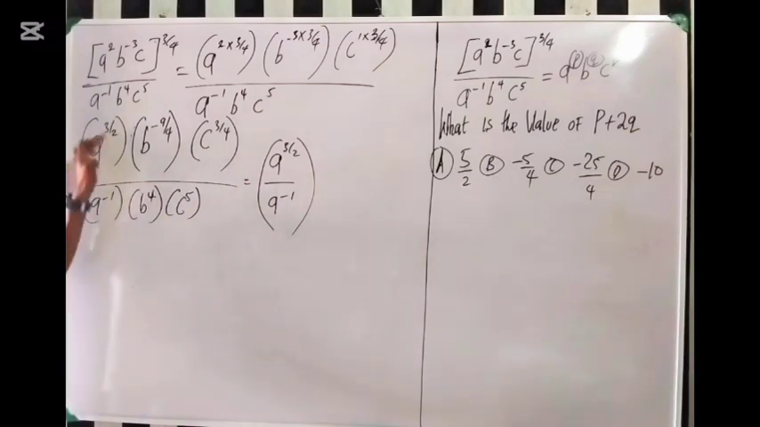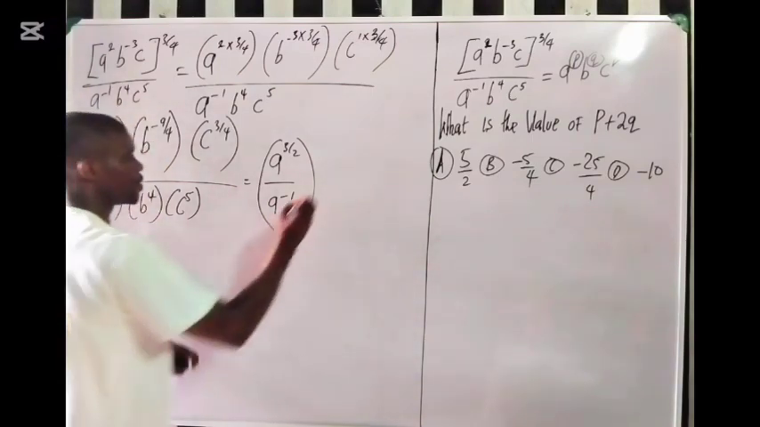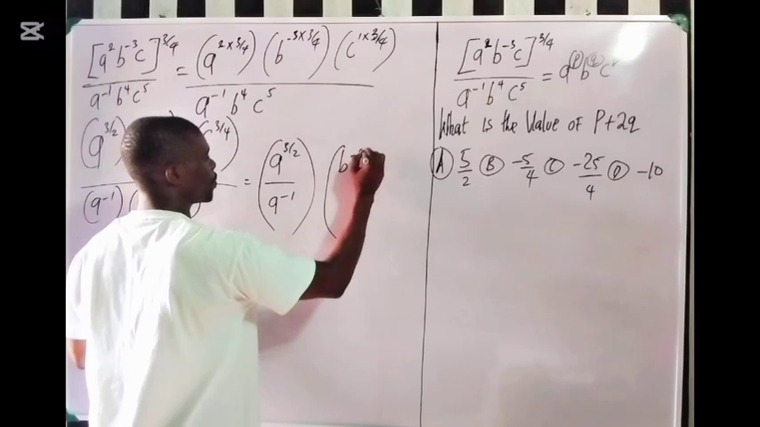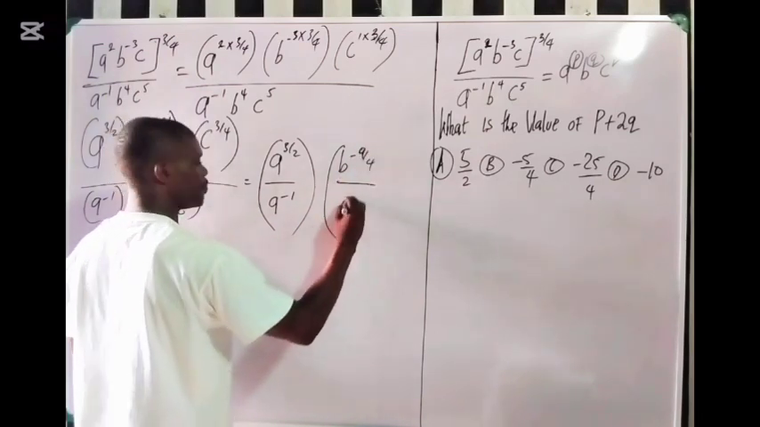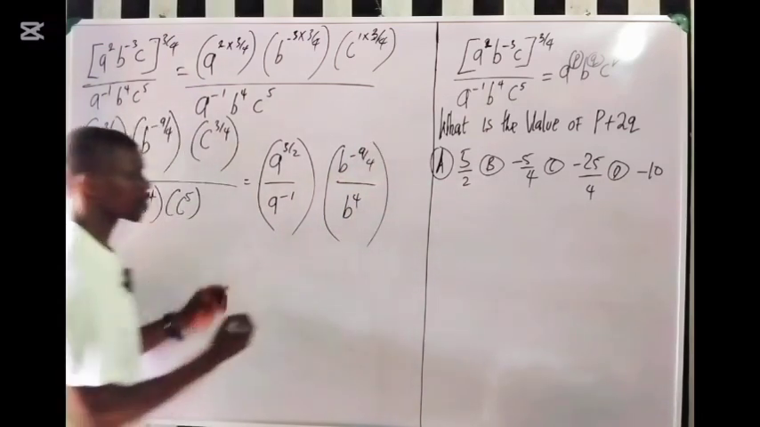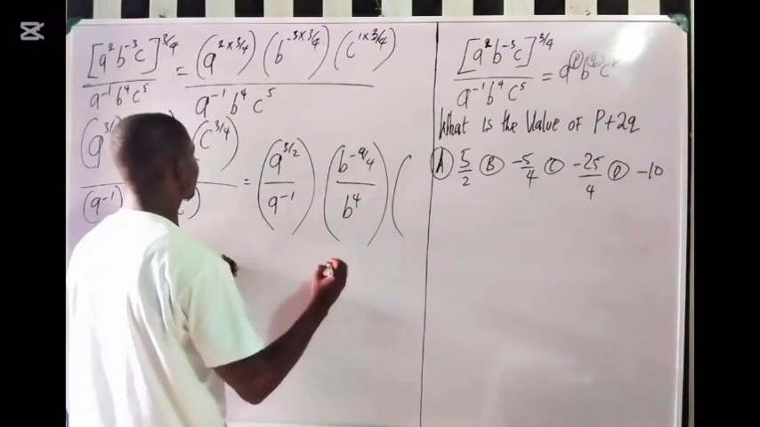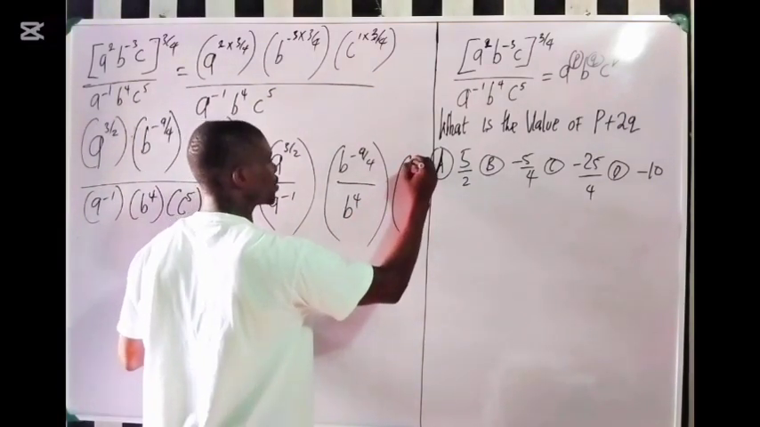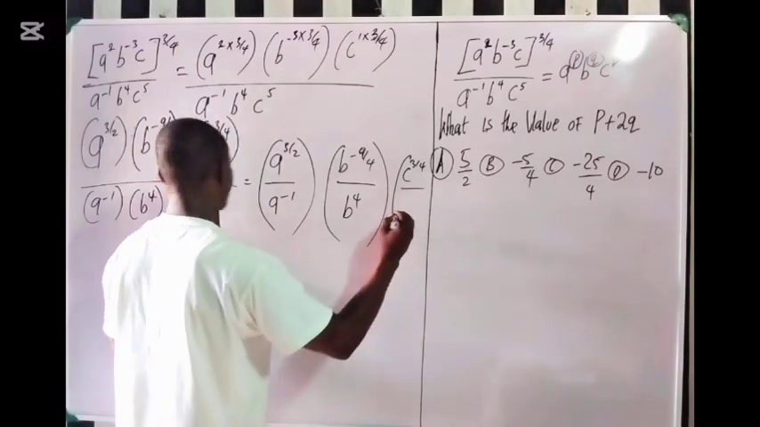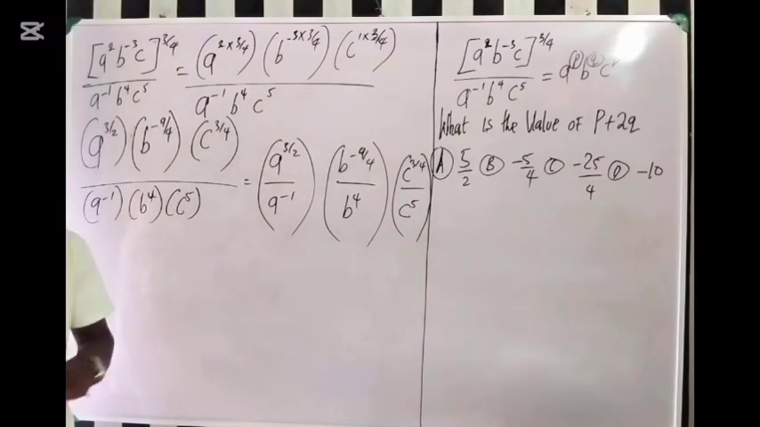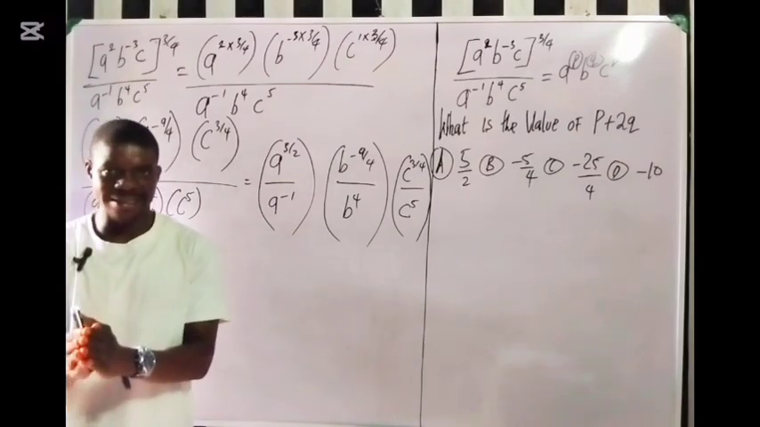So it's going to be a raised to the power 3 over 2 over a raised to the power minus 1, or in bracket, right? Same thing for B. So here I would write b raised to the power minus 9 over 4 over b raised to the power 4. Just that. Then you now have C. Here we have c raised to the power 3 over 4 over c raised to the power 5. Just that. So you can see how easy it is.